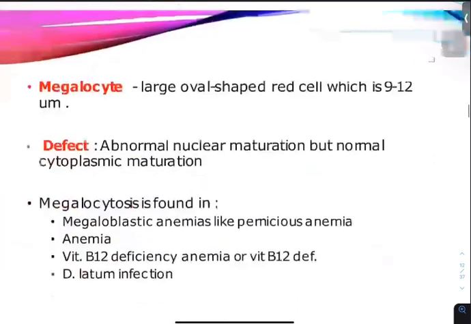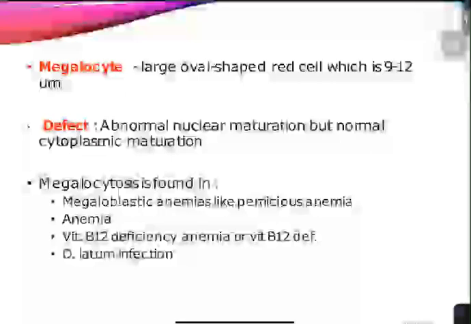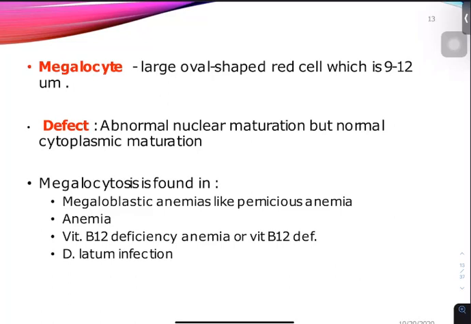Next is your megalocyte. It is a large oval-shaped cell which is 9 to 12 micrometer. So we consider greater than 9, or 9 to 12 micrometer, as your megalocyte.